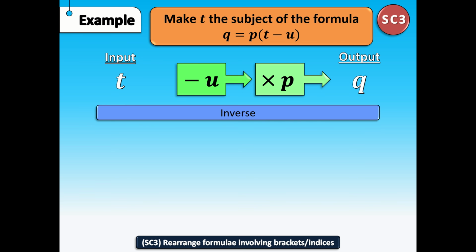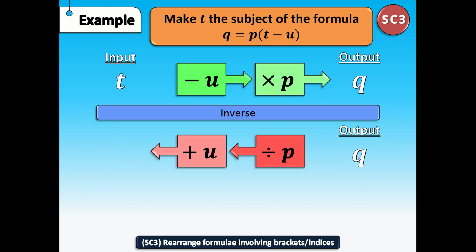So we need to work backwards doing the opposite. So we start with q, we divide by p, and then we add u. And that's how we get t. So t is q over p plus u.